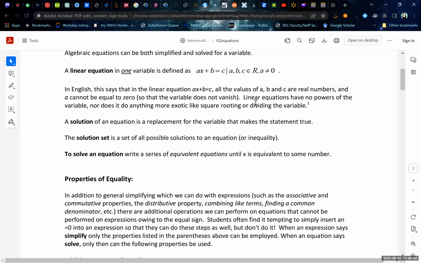Linear equations have no powers of the variable, nor do they do anything more exotic, like taking square roots or dividing by the variable or anything else. You can multiply by constants, you can add constants, but that's it.